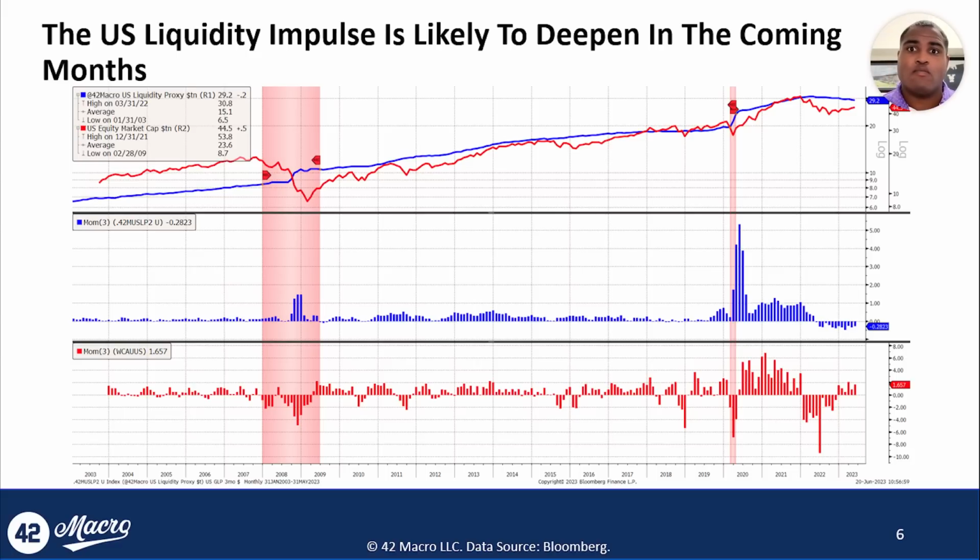And so that's likely to get worse in our view for a couple of reasons. One, we have clearly the rebuild of the TGA. We've talked about this months ago, so it's no secret. I think it's pretty consensus now. That's draining liquidity at the margins because we have not seen the decline in the reverse repo facility balance fully offset the rise in the TGA.